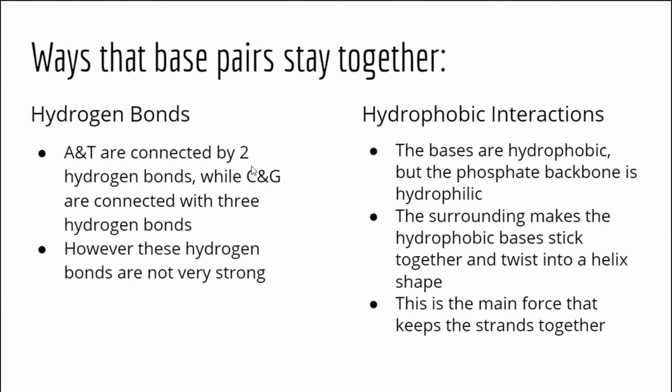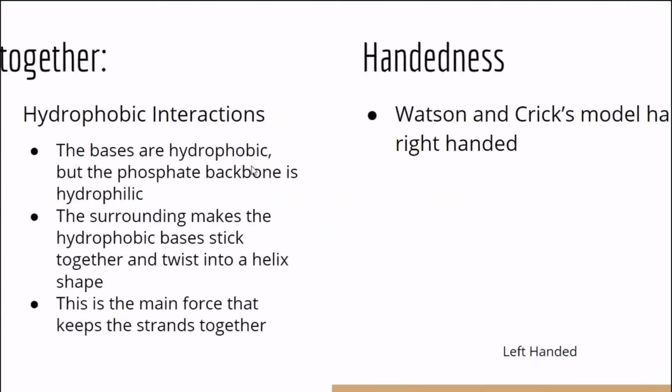So what makes the base pair stay together? The first way is the hydrogen bonds. So A and T are connected by 2 hydrogen bonds, while C and G are connected with 3 hydrogen bonds. But these bonds are not very strong. What's actually stronger in keeping the base pairs together are the hydrophobic interactions. So bases are hydrophobic, while the phosphate backbone is hydrophilic, and the surrounding water makes the hydrophobic bases stick together and twist into a helix shape.